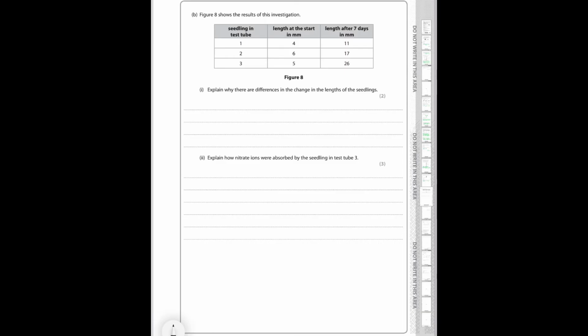Part 1 says explain why there are differences in the change in lengths of the seedlings. So the answer here is going to be that nitrates are needed to produce proteins for growth. So where we have the largest amount of nitrates in the solution, we've got the largest amount of growth after 7 days.